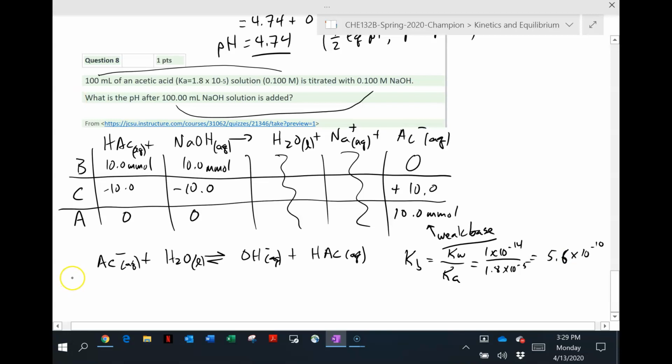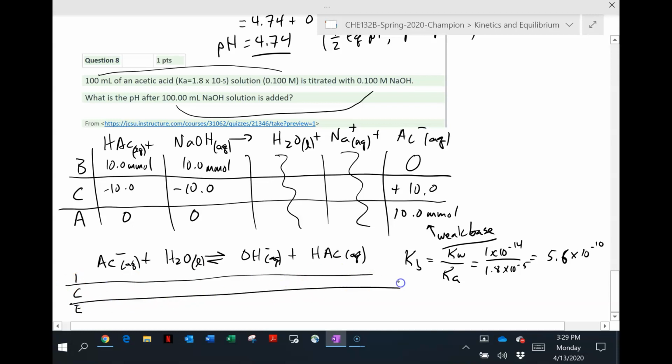We're doing an ICE chart now, and we're not worrying about water because water's concentration is constant at 55 moles per liter. Initially, we have no hydroxide, we have no acetic acid. For acetate ion, we have 10 millimoles divided by 200 milliliters, which is going to give us something like, I believe, 0.05 molar. Let's see, 10 divided by 200. Yeah, that's 0.05 molar.